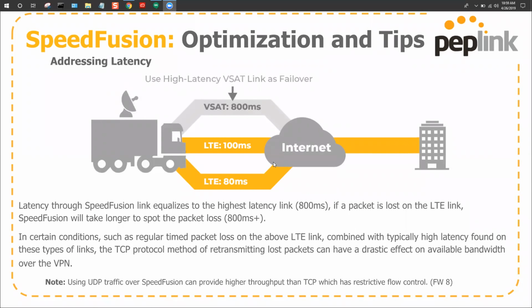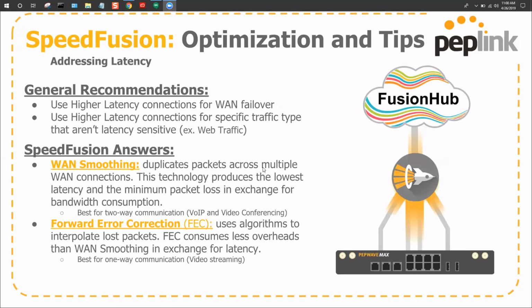Latency is also going to affect performance. In essence, if you have a slower connection in play, for example a VSAT connection, those packets take longer to get to the other end of the tunnel. With such a weird mix of speeds, that can and will affect the performance of the VPN. Again, don't necessarily look at horsepower as the end-all be-all. SpeedFusion brings a lot of other tricks to the table. Generally speaking, use higher latency connections in backup for WAN failover, or for traffic that doesn't necessarily need the here and now, your normal day-to-day web traffic. SpeedFusion itself can help out here, both with WAN smoothing and FEC, as we talked about as well.